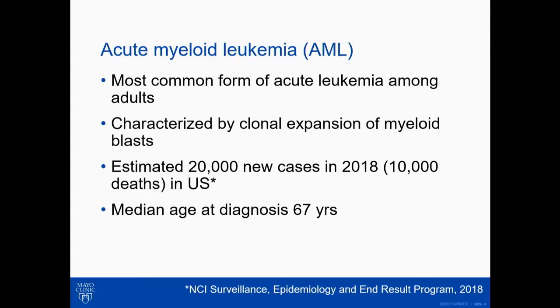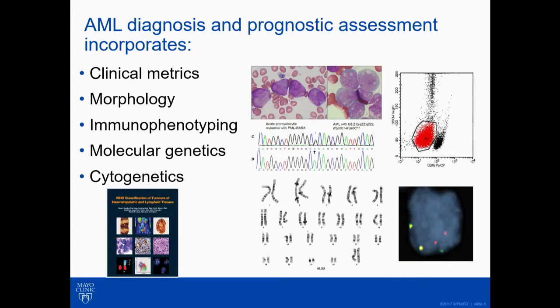It's characterized by a clonal expansion of myeloid blasts, and the SEER database indicates that most likely we will have 20,000 new cases of AML in 2018 and approximately 10,000 deaths. The median age at diagnosis is 67 years, but as we know, it can also affect the pediatric population.